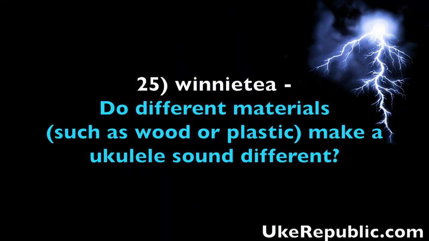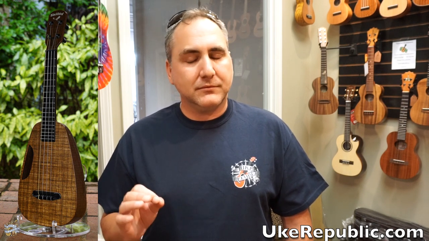Question number 5 from Winnie T writes, do different materials such as wood or plastic make a ukulele sound different? The answer is yes. You've got all sorts of materials ukuleles are being built out of today. There are plastics and different kinds of plastics: injection molded, ABS, just all kinds of plastics. We also carry Blackbird ukuleles, which use carbon fiber in their own material called Ecoa. Really cool stuff if you get a chance to check it out. And then you have a host of woods: mahogany, Hawaiian koa, acacia from all parts of the world, cherry, mango wood, spruce, cedar, and the list goes on. It's as infinite as the amount of materials we can think of to make a ukulele.